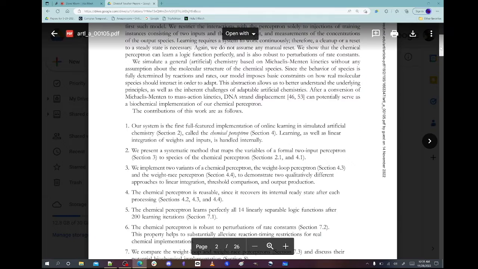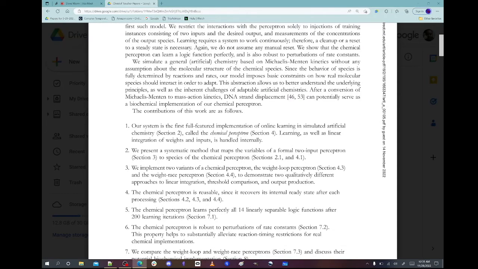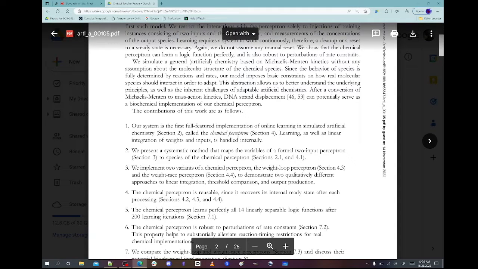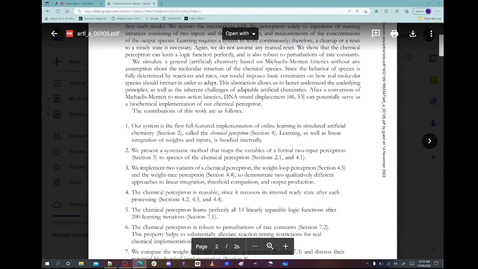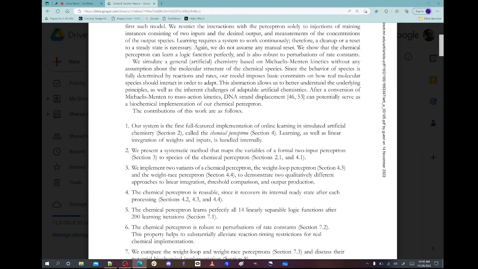So let's see if we can get down to the bottom here. The contributions of their model are as follows. Our system is the first full-featured implementation of online learning in simulated artificial chemistry called the chemical perceptron. So learning as well as linear integration of weights and inputs, which is integration at that single unit that we mentioned before, is handled internally.